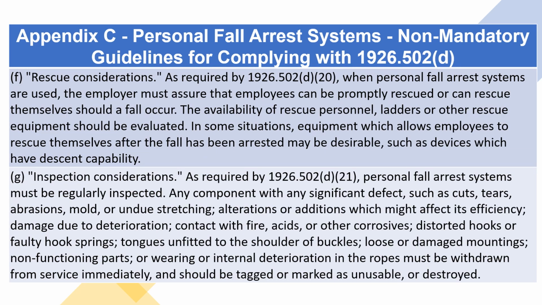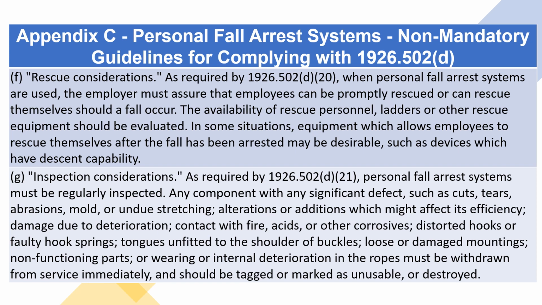F. Rescue considerations. As required by 1926.502(d)(20), when personal fall arrest systems are used, the employer must assure that employees can be promptly rescued or can rescue themselves should a fall occur. The availability of rescue personnel, ladders, or other rescue equipment should be evaluated. In some situations, equipment which allows employees to rescue themselves after the fall has been arrested may be desirable, such as devices which have descent capability.